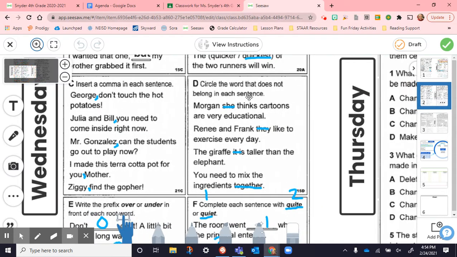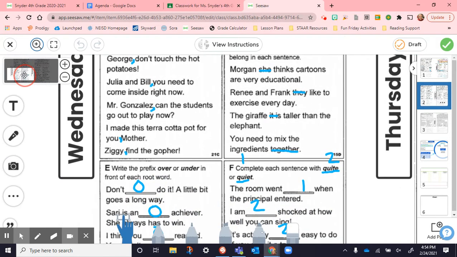In D, we're taking out things that don't belong. So you don't need the name plus the pronoun. So you don't say Morgan, she thinks. You either say she thinks or you say Morgan thinks. So we're taking out some of these things that are being repetitive.